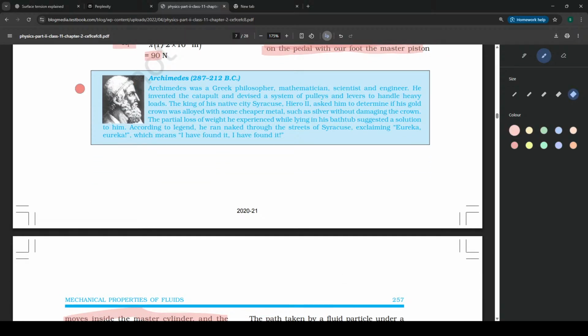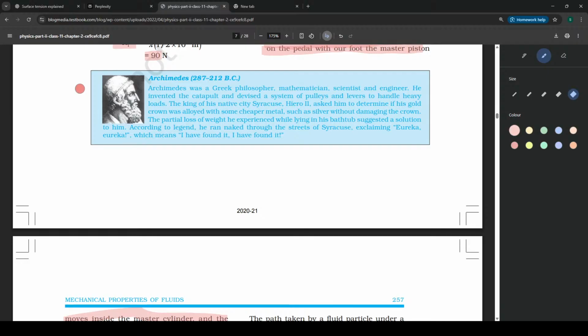There is a small note given about Archimedes here. Archimedes, 287 to 212 BC. Archimedes was a Greek philosopher, mathematician, scientist, and engineer. He invented the catapult and devised a system of pulleys and levers to handle heavy loads.